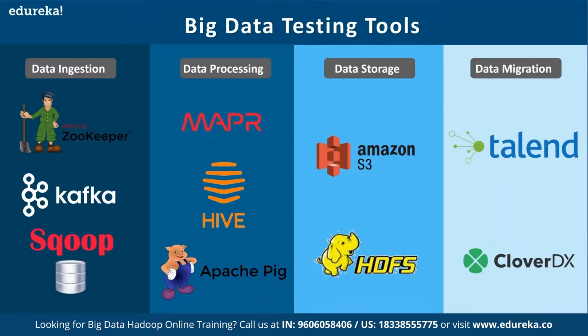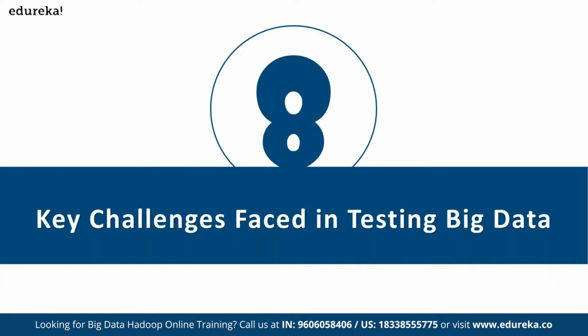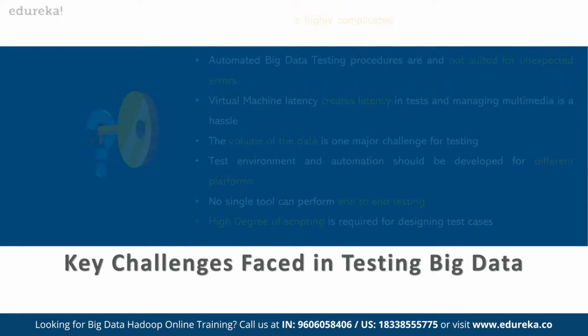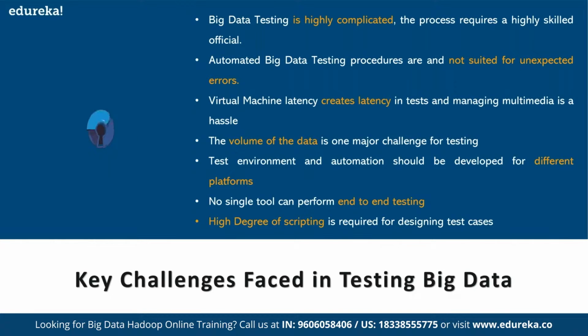data application. Now, having said that, given the nature of big data, the complexities of big data, and the different parts that we have to test, there are key challenges faced during the testing. So big data testing is highly complicated because it is not a testing of one system or one application. There might be a plethora of applications, and that too working on a cluster of nodes, hardware. So it gets complicated. Automated big data testing procedures are not suited for unexpected errors.